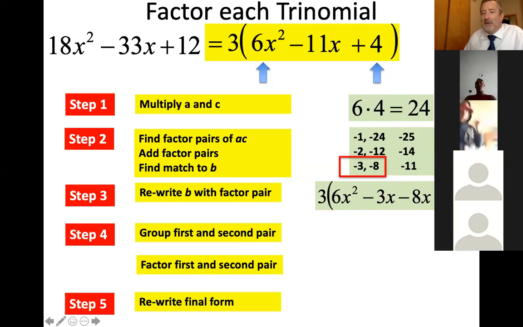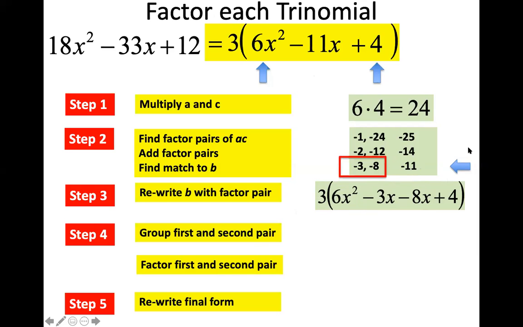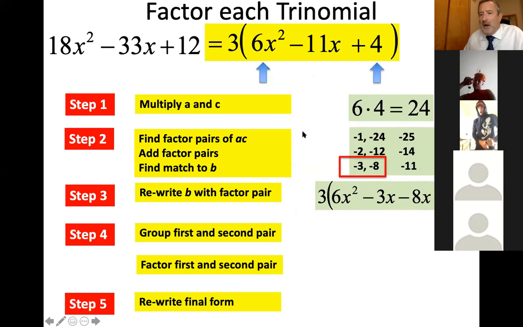I'm going to have a lot of parentheses floating around. So just be ready for that.